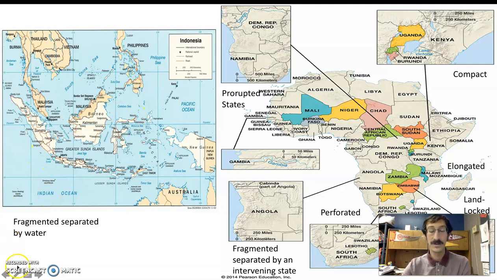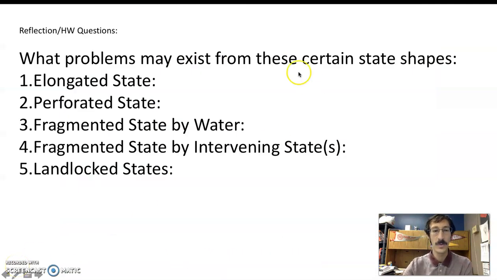So that's where we're going to stop. Hopefully you can look at those and consider what might be some of the benefits, what are some of the negatives, what are some of the drawbacks and potential conflicts or issues that might come up within these.